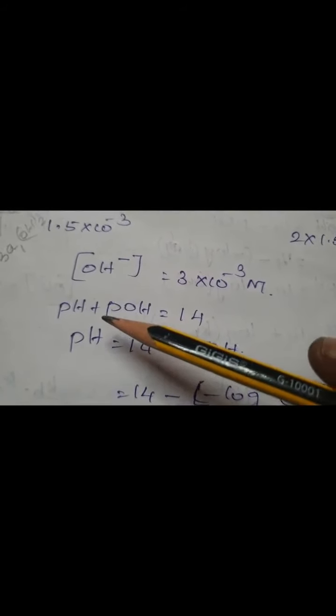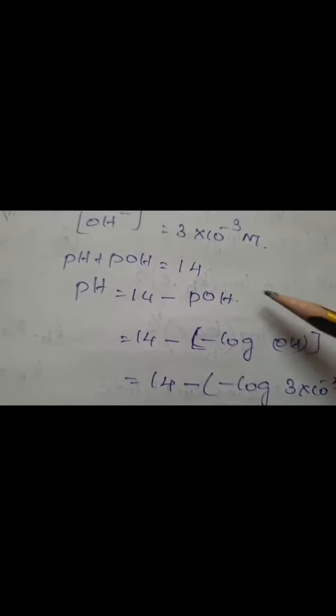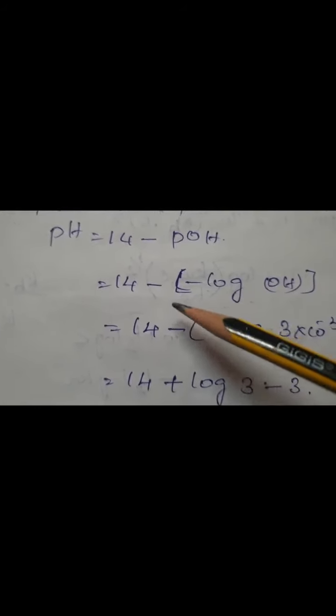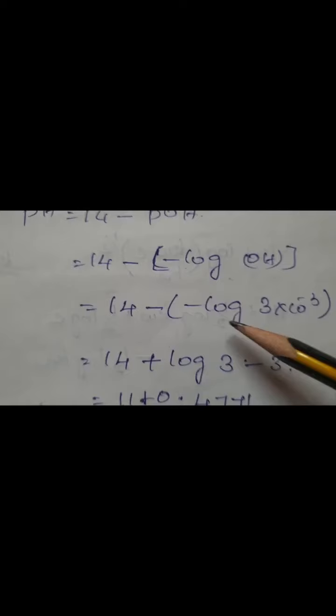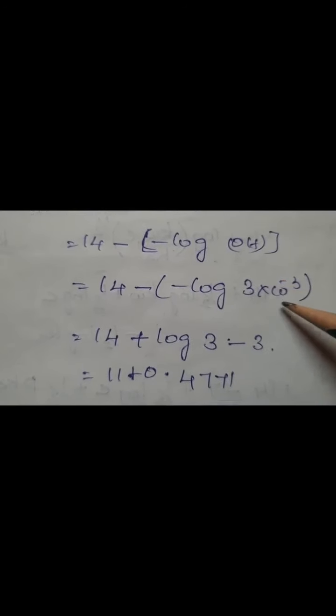Okay, so already you know that pH plus pOH is equal to 14. So pH is equal to 14 minus pOH. So 14 minus of log OH. Otherwise, first you calculate the pOH value. pOH is equal to negative log of OH minus. You can calculate that separately or you substitute here. Otherwise, you do here also. So minus of log OH. Minus of log OH is 3 into 10 power minus 3.